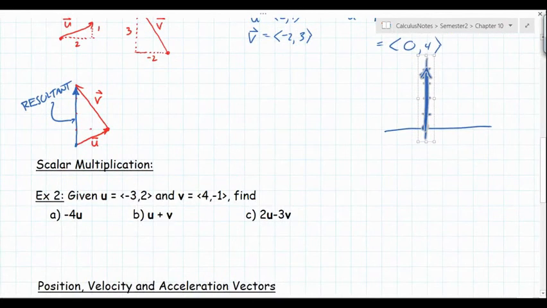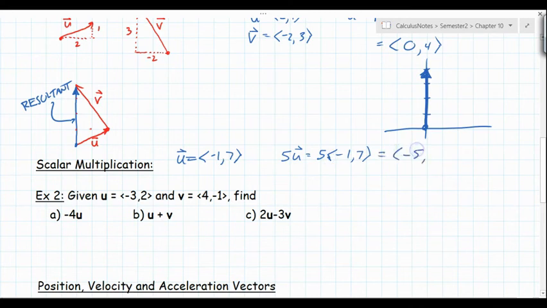Scalar multiplication is when we multiply a vector by a scalar constant. So for example, if I had the vector, let's say vector u was negative 1, 7, 5 times vector u just gives us a vector that points in the same exact direction, but is 5 times as long. And in component form, all I have to do is multiply both the x and the y components by 5, so that becomes negative 5, 35.